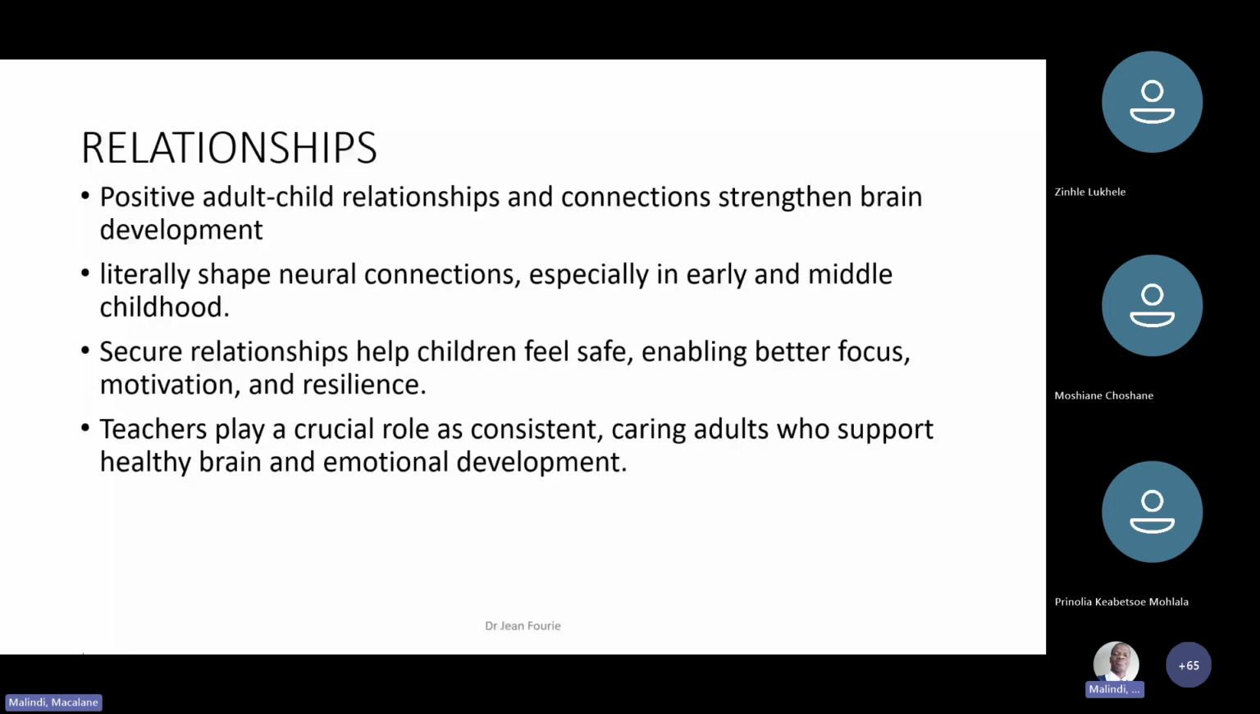And remember that we have looked at some of the mechanisms that relate to pruning away of connections that are not used. And so we want to create these positive relationships, because when people feel secure and safe, they are better able to focus, they're able to be motivated and have more resilience and do much better learning. So as teachers, we play a crucial role in consistently caring and supporting for our children to have healthy brains and healthy emotional development.